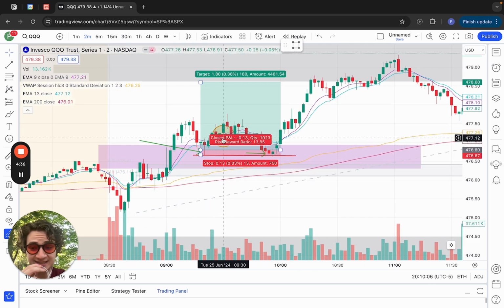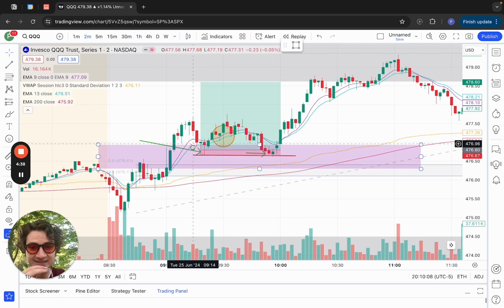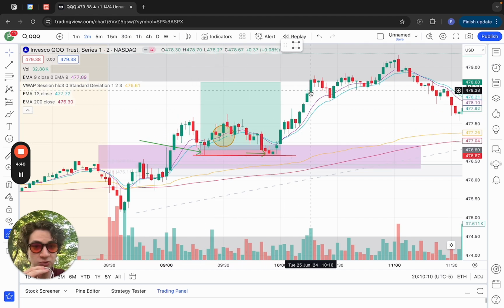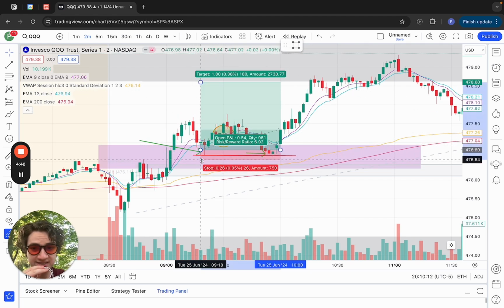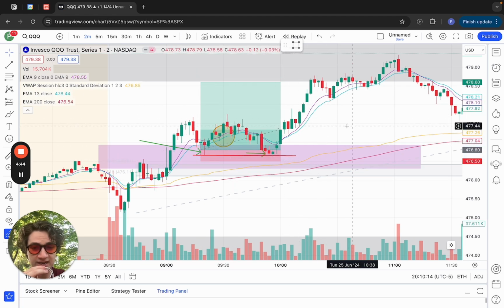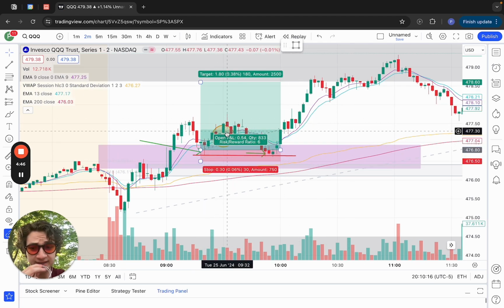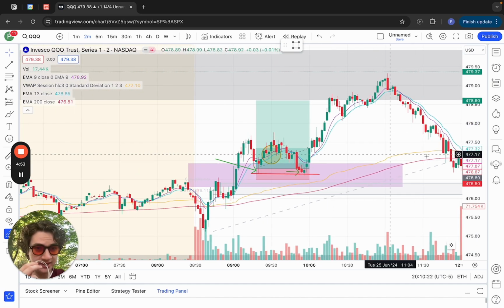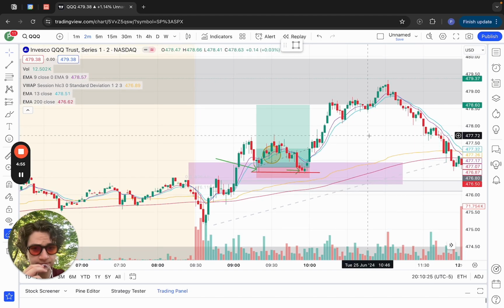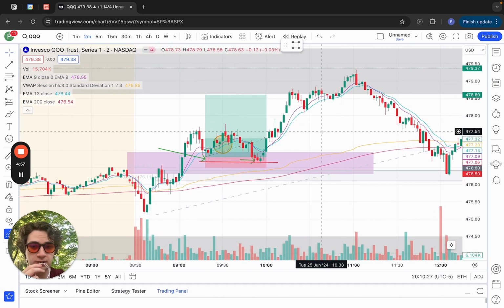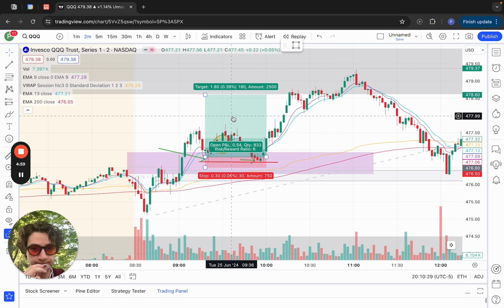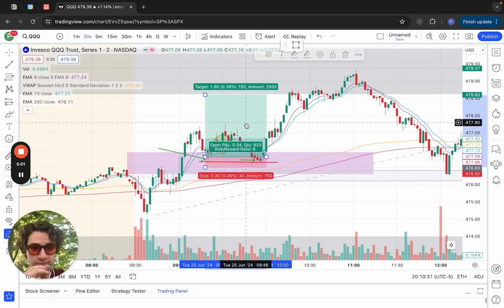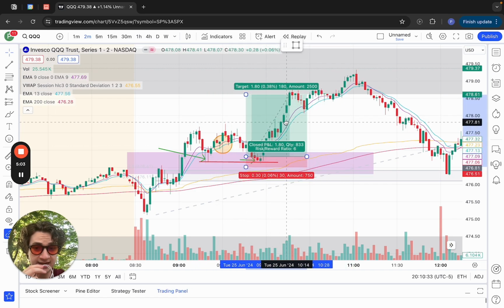I exited a couple times and then I re-entered, and instead of catching this nice move up, if I would have just trusted my stop loss, I end up losing quite a bit of money on this trade, which was absolutely freaking horrible, and I'm super disappointed about that, causing me to go down a couple $100 on the day. The trade would have worked out really well.